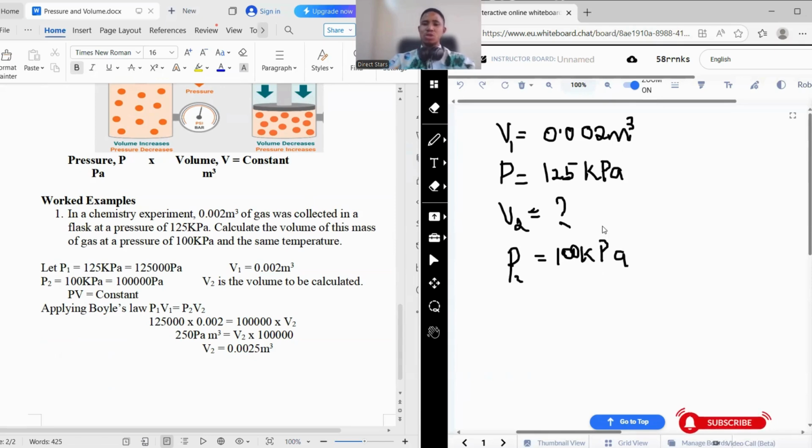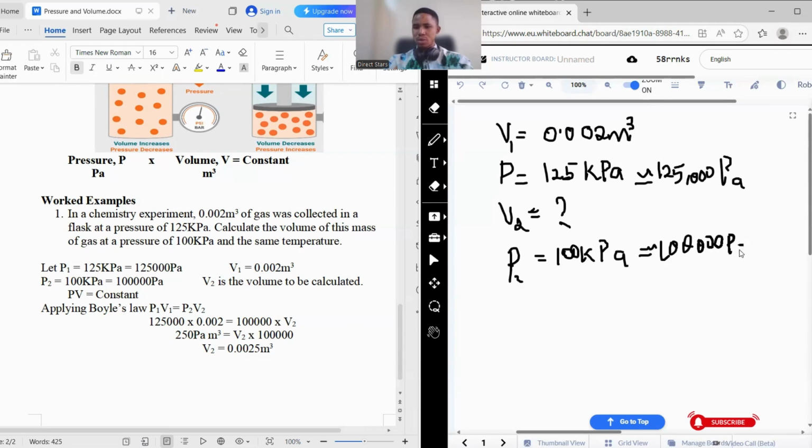Now we go back to Boyle's law. Boyle's law is that pressure is inversely proportional to the volume. So let's resolve these parameters. What do we mean by kilo? Kilo means 1,000. That's 125,000 Pascal, while this is 100,000 Pascal. So we need to find the volume. What would be the volume?